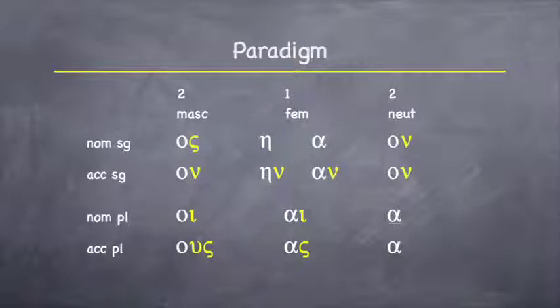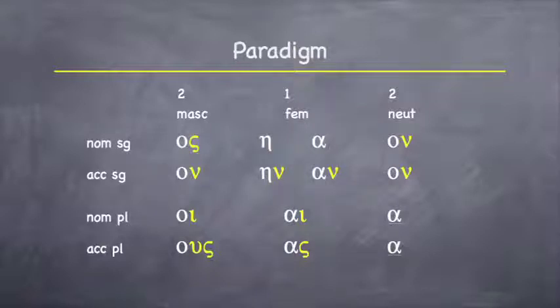Underneath that, it tells you that the first column is second declension masculine, the next column is first declension feminine, and the final column is second declension neuter. And then down the side is pretty obvious. It's nominative singular, accusative singular, nominative plural, accusative plural. My recommendation on these paradigms is to memorize them left to right.